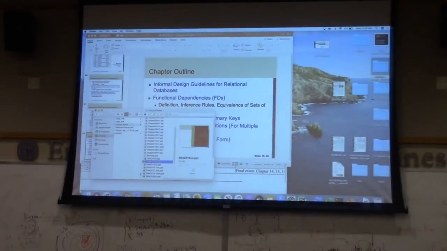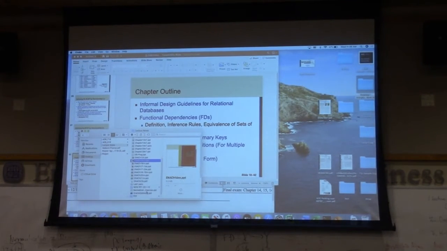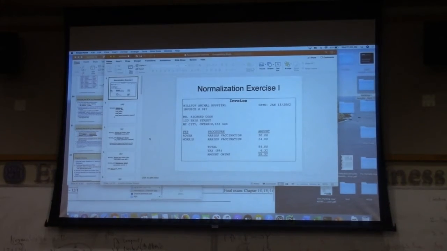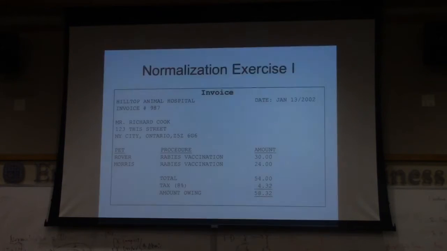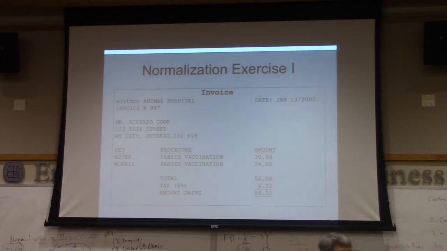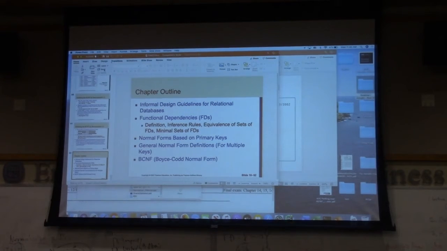Okay, then we can see the example. We can use a normalization form for the example. Yes, I think I already uploaded this one on Canvas. This is the invoice. Interesting.